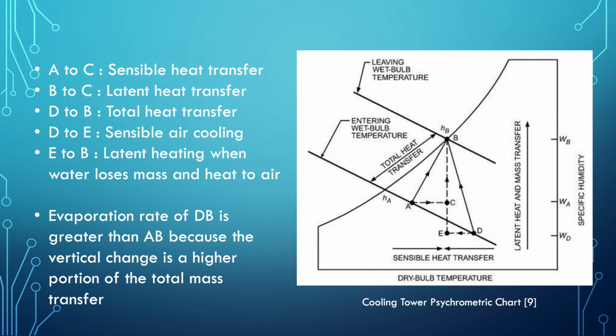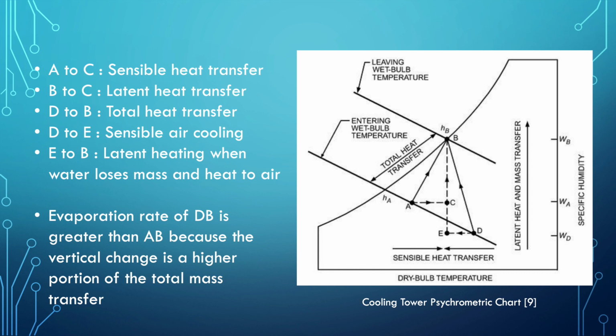Looking at the psychrometric further, A to C is sensible heat transfer. So sensible, like I said, is the dependent. So as the temperature of an object changes, that resulting change in heat. B to C is the latent heat transfer. So the change of phase, heat addition or removal. D to B is the total heat transfer.